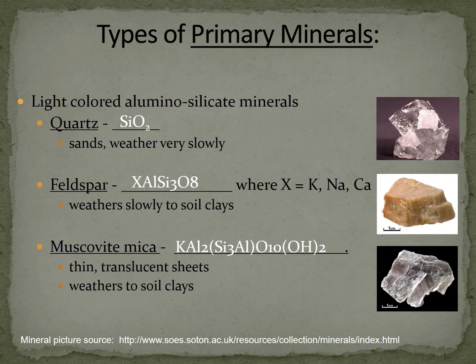Some examples of primary minerals that you're going to see in lab are quartz. We generally see this in sands. They weather very, very slowly, so they end up staying in the larger fraction of soils, which are sands. Feldspars weather very slowly to soil clays. Muscovite mica are thin translucent sheets, say that 10 times fast, that weather into soil clays as well.